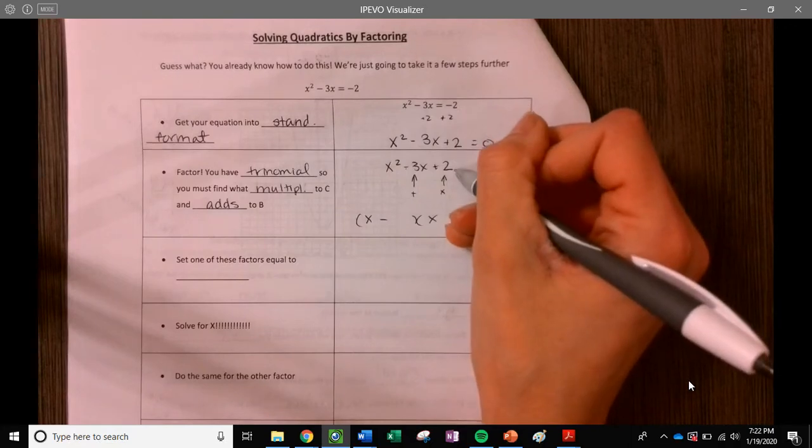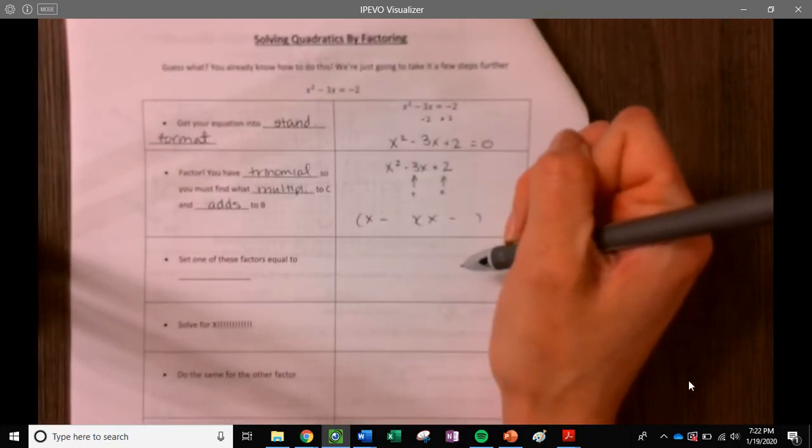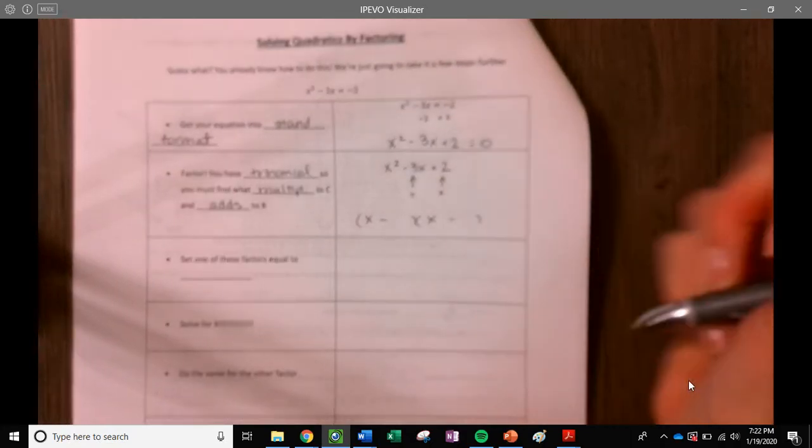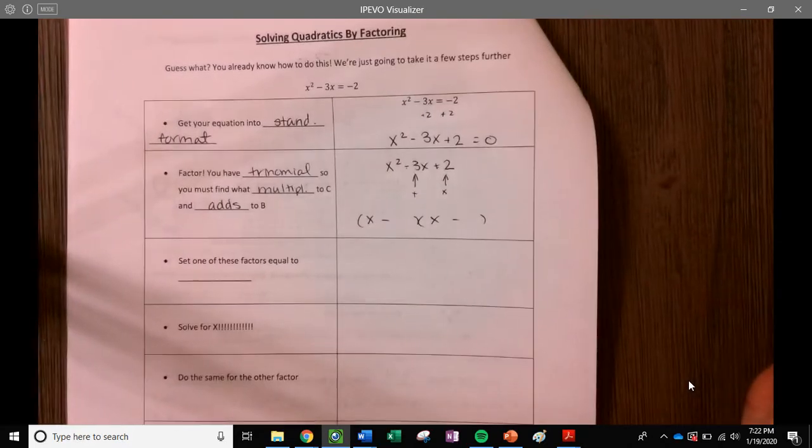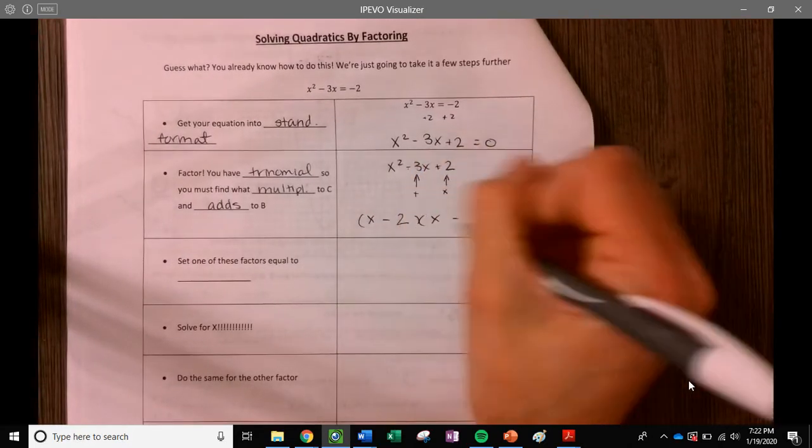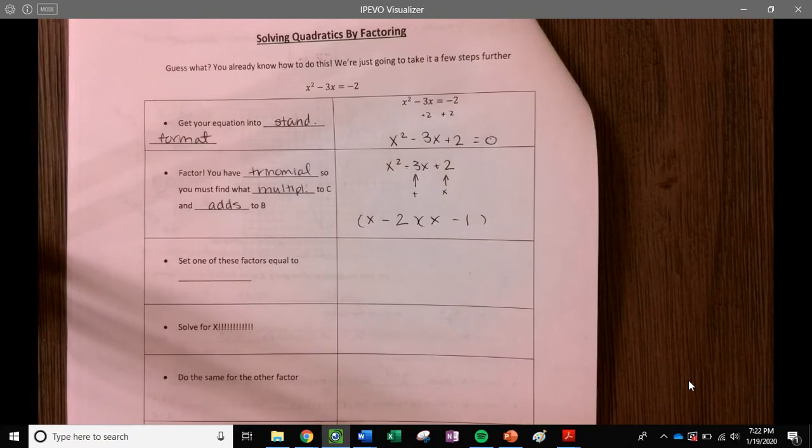What two numbers multiply to 2 and add to -3? Well, really the only factors for 2 are 2 and 1, right? So -2 and -1 will multiply to +2 and will add to -3. Awesome. We know how to do this. We've done this before. We just spent days doing this. So what's the difference?